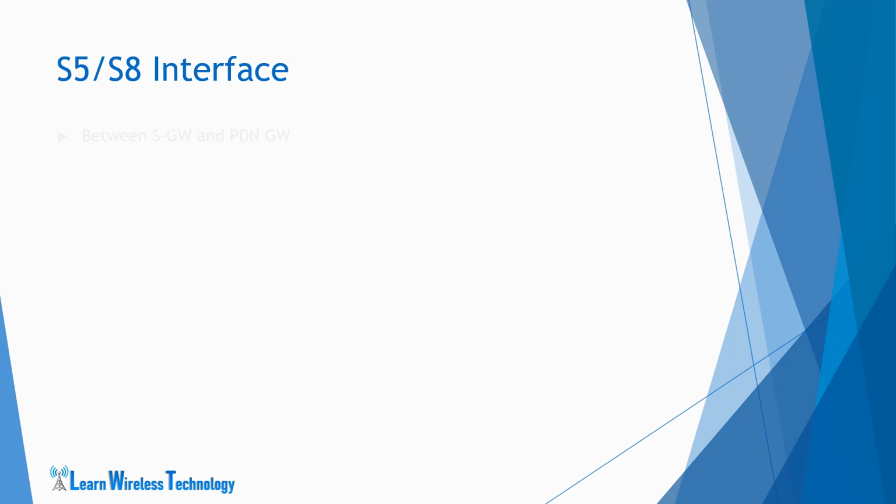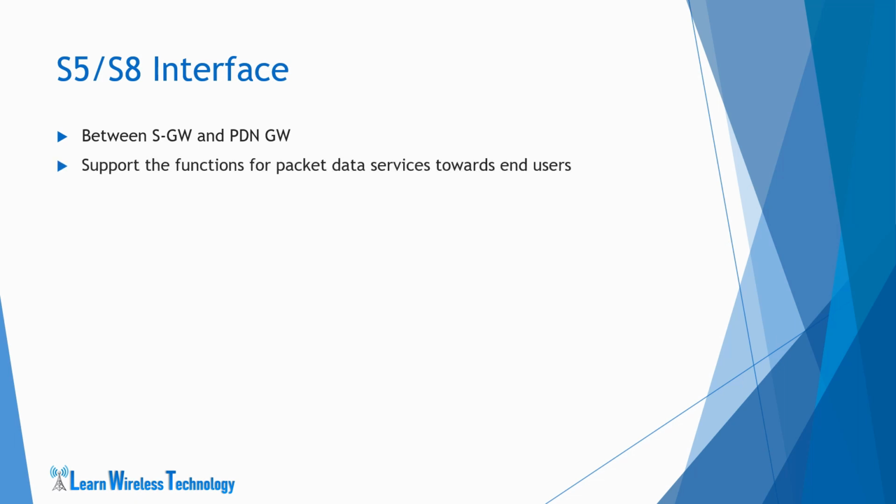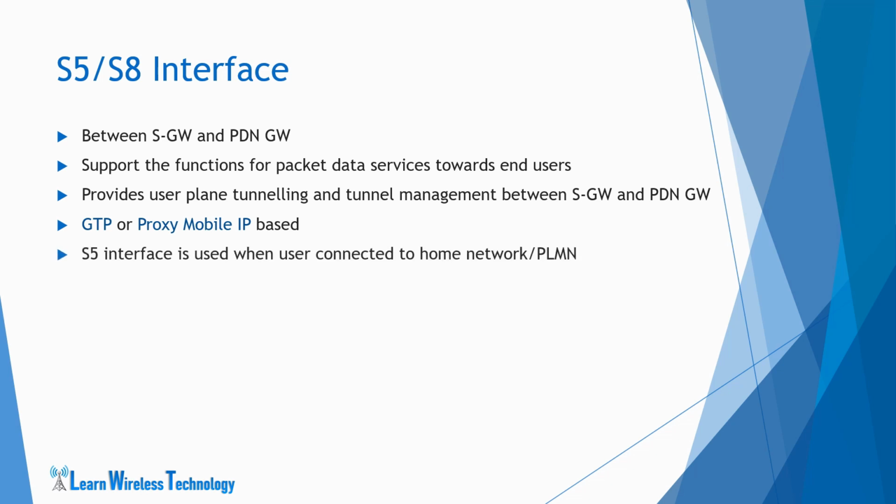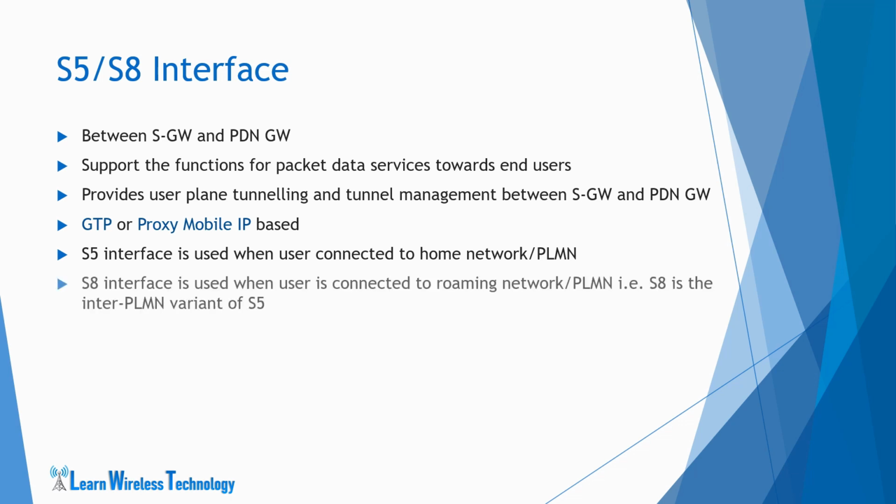S5/S8 interface. It is an interface between the serving gateway and PDN gateway. It supports functions for packet data services towards end users. It provides user plane tunneling and tunnel management between the serving gateway and PDN gateway. It is used for serving gateway relocation due to UV mobility. The signaling over this interface is based on GTP or proxy mobile IP. The S5 interface is used when the UV is connected to the home network or HPLMN, and the S8 interface is used when the user is connected to the roaming network or VPLMN. So S8 is the inter-PLMN variant of S5.